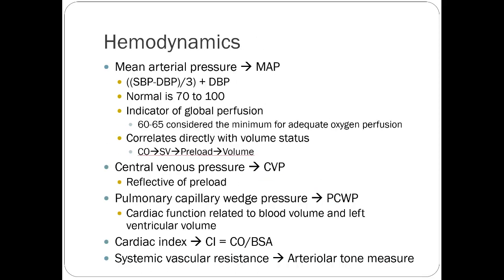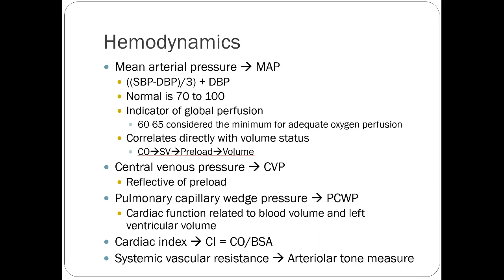So just to review hemodynamics briefly, usually when we're targeting a blood pressure for a critically ill patient, you're talking about MAP, the mean arterial pressure. The equation's there in case you're curious, and the normal range is between 70 and 100. It's the generally accepted indicator of global perfusion. And once you get below 60, you start to get nervous about how well tissues are going to be perfused at that point.